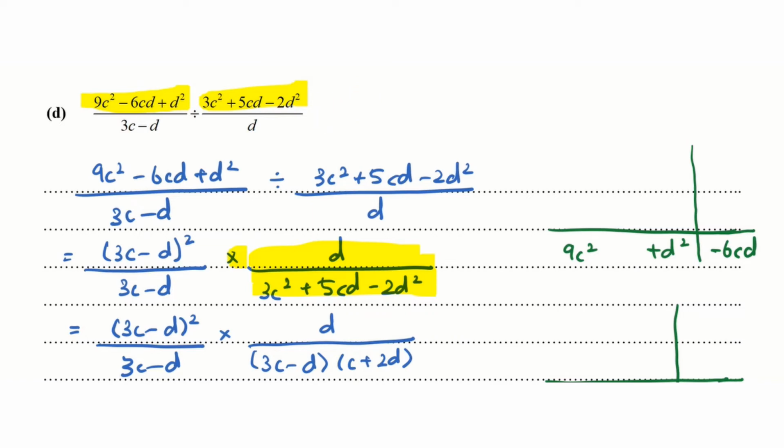So for 9c squared minus 6cd plus d squared, the factorization that we will be doing is via cross method. So we get 3c minus d squared. Let me show you how that is done. So 9c squared, we will think of having 3c times 3c. Then after that, for this plus d squared over here, we would only think about d times d. So when we cross it, we will have 3cd here and 3cd over here.